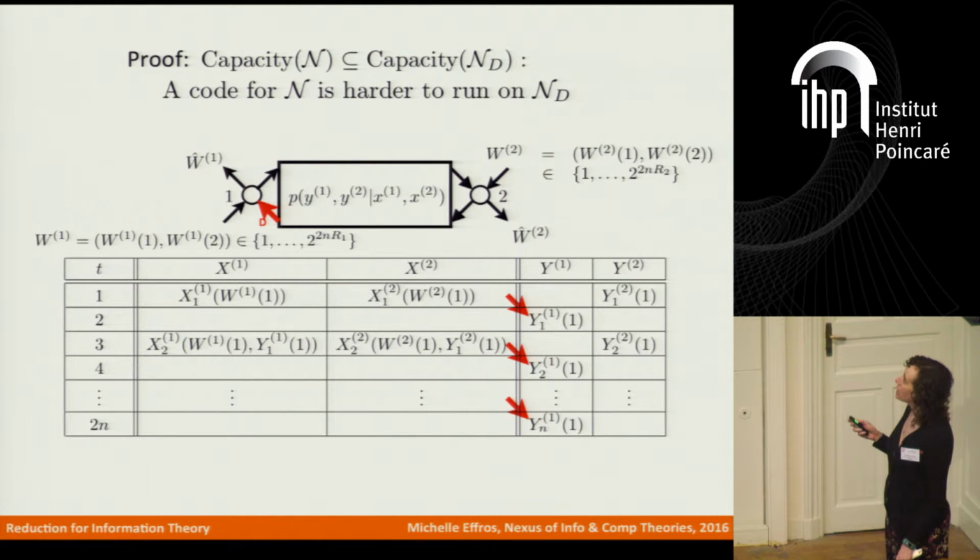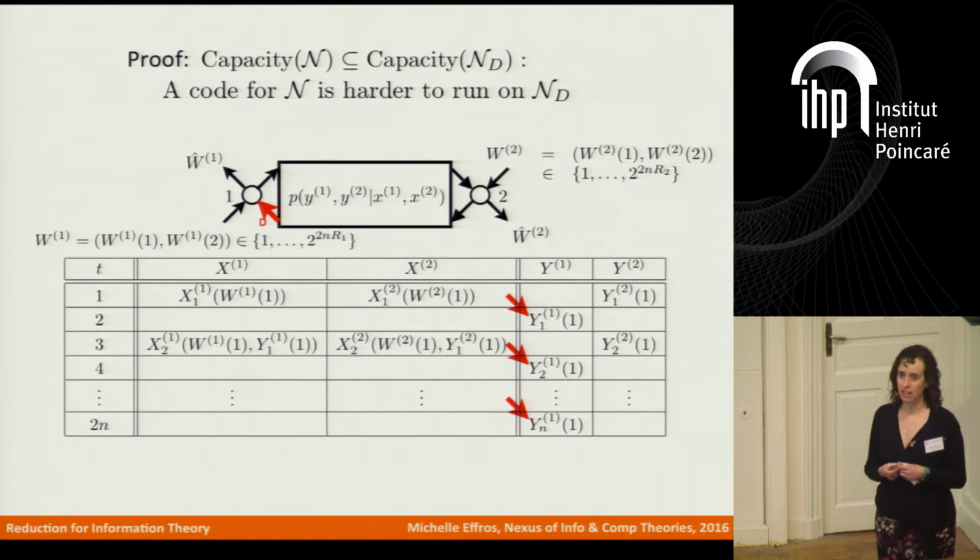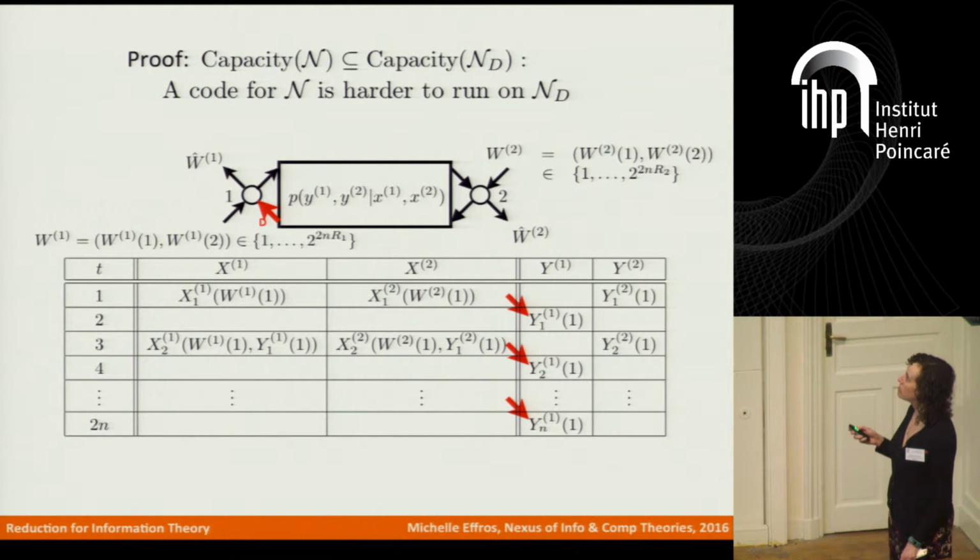Proving the other direction, that the capacity of network N is a subset or equal to the capacity of the network ND, is a little bit harder. And the reason that you run into a problem here is because we'd like to take a code that was designed for network N and run it on network ND, and that turns out to be a little bit tricky.